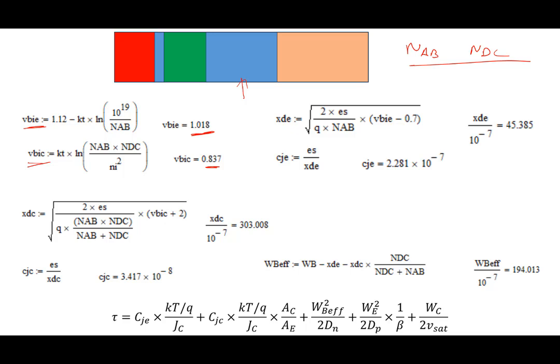Then what I calculate is the depletion width. So I'm assuming 0.7 volt forward bias is there. I'm calculating the depletion width associated with this junction, which is XDE, and XDE comes out to be 45 nanometer. The formulas are familiar. I can share all the formulas with you later, so that you can do a sample calculation. And then we can calculate the emitter junction capacitance, which comes out to be 2.28 times 10 to the power minus 7. These are per unit area, farad per centimeter square.